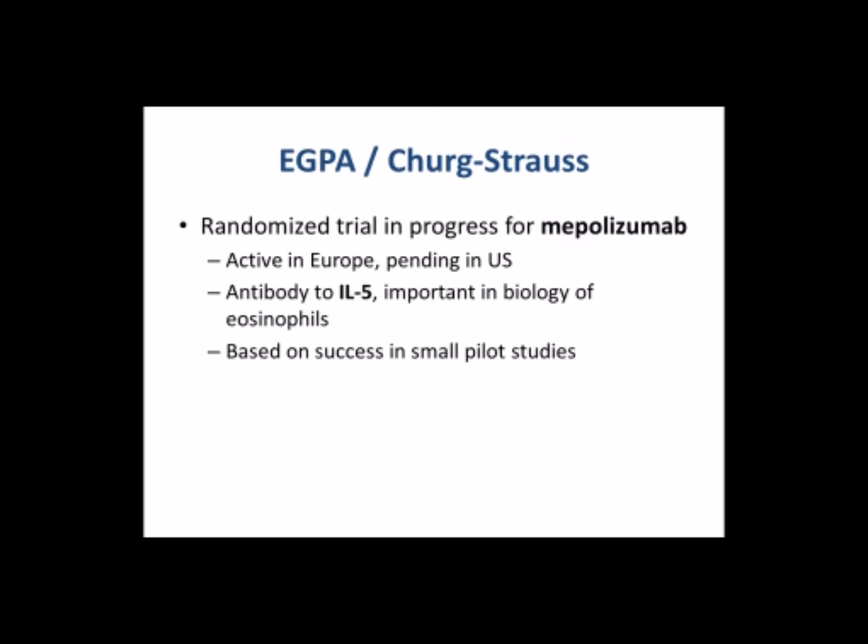Finally, amazingly, there is a randomized trial already in progress for Churg-Strauss, and I'm going to be involved in this trial soon. It's already been up and running in Europe, and this is based on an antibody to another cytokine called interleukin-5, which is particularly important in the biology of eosinophils, which is the unique feature of this disease. And there have been some very small studies which are very encouraging, so we're enthusiastic about potentially having another option. It will be a long time before we know that this drug works, and if it does, then to use it.